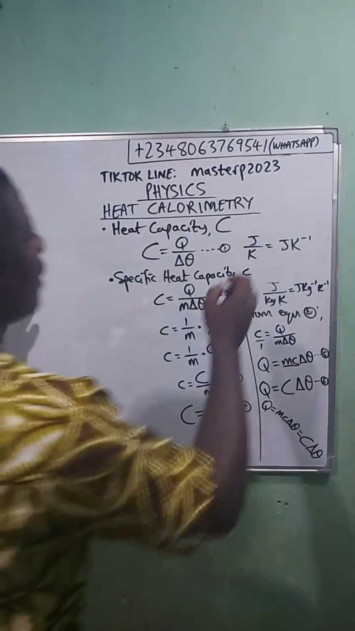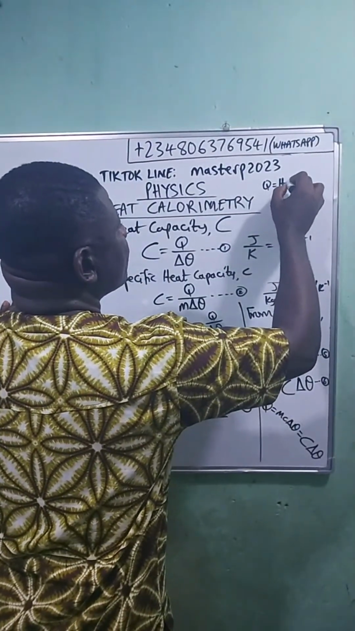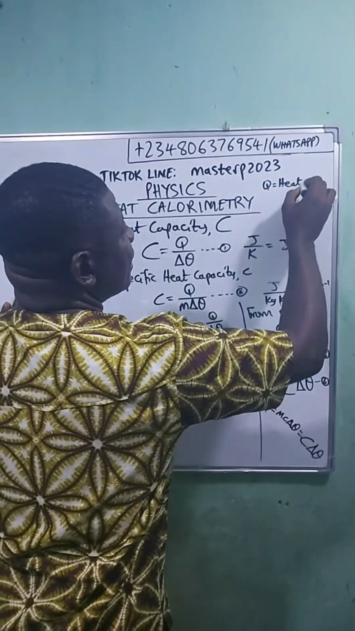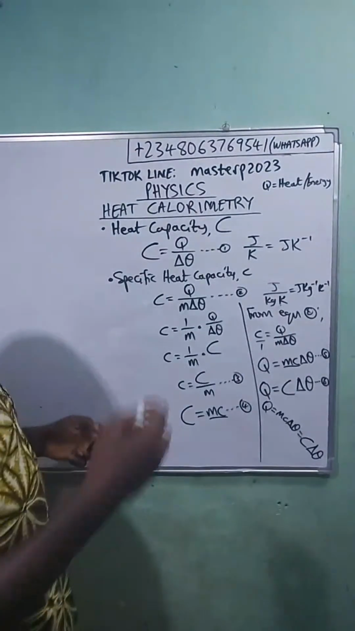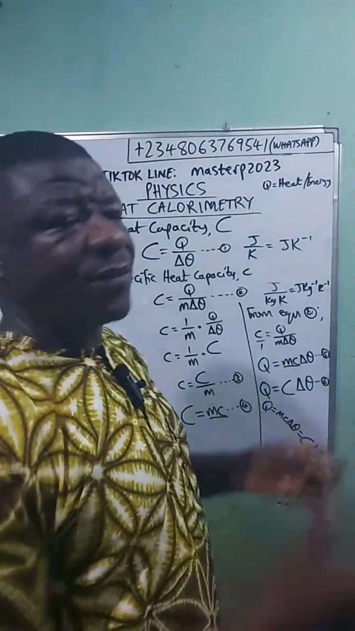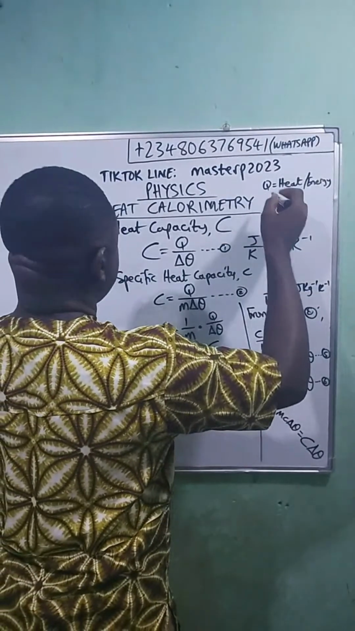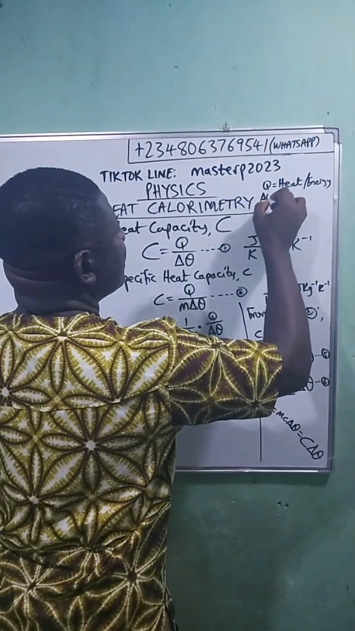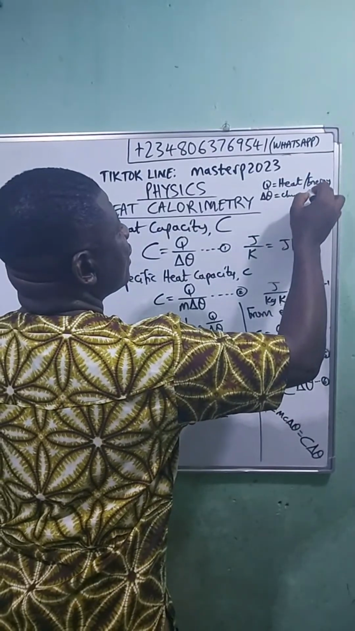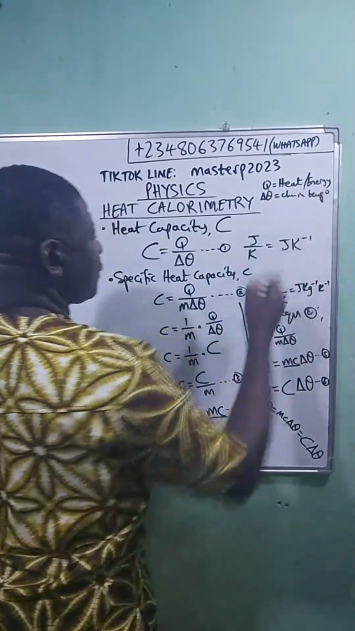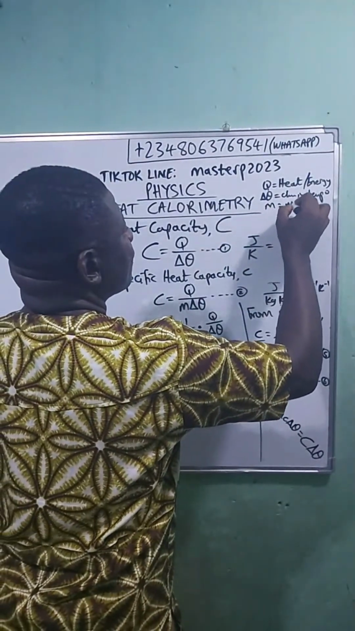Take note, Q stands for heat, and heat is energy, the energy transferred from one place to another due to the temperature difference between two bodies. Delta theta is the change in temperature. And m stands for mass.